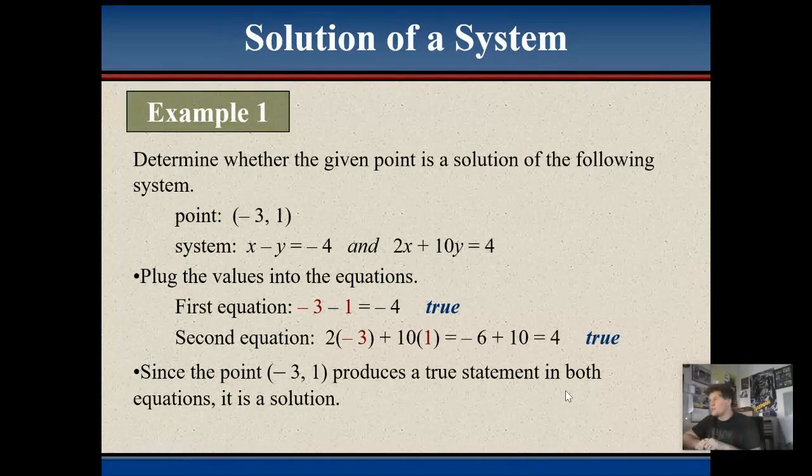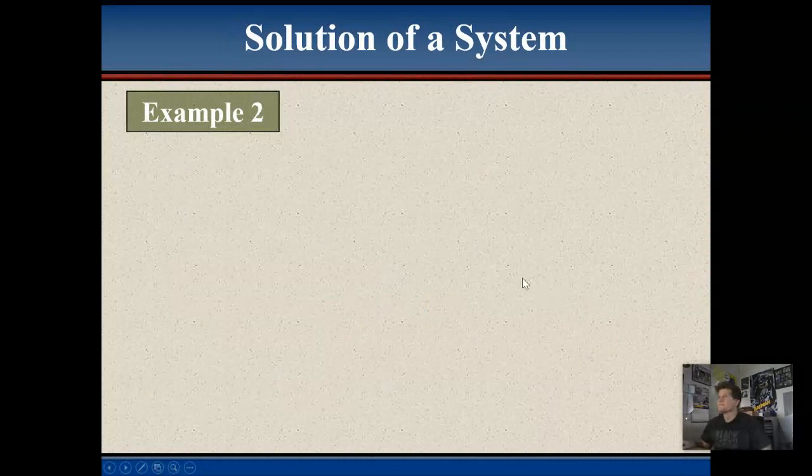That's the thing with systems of equations, guys. That's what we've got to remember. That's our learning objective. If it makes everything true, if it works for all equations in the system, which in this case was only two of them, but if it works for all those equations, then it's a solution to that system. Let's try another one.